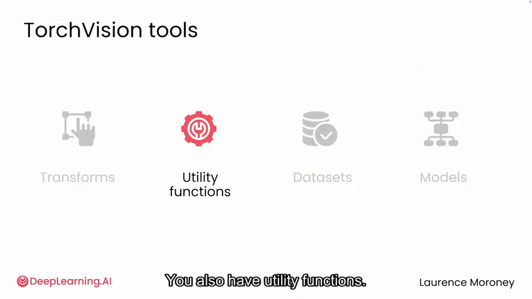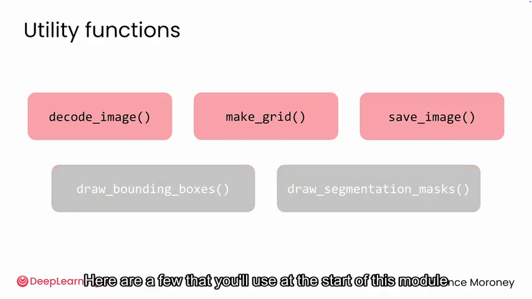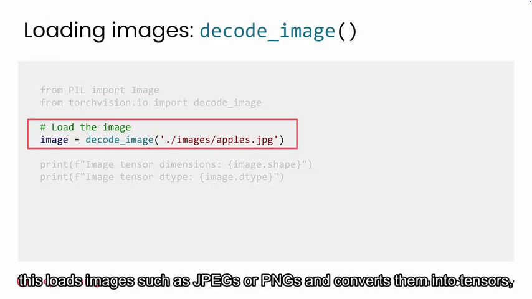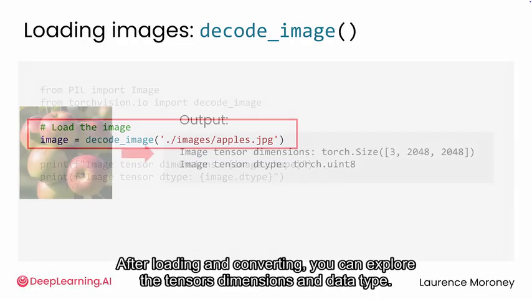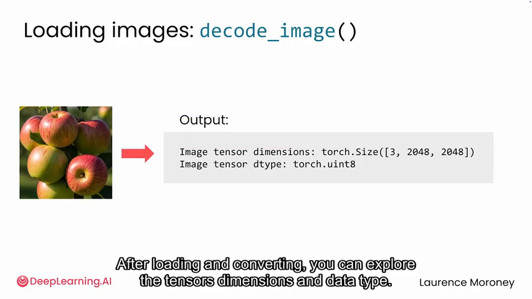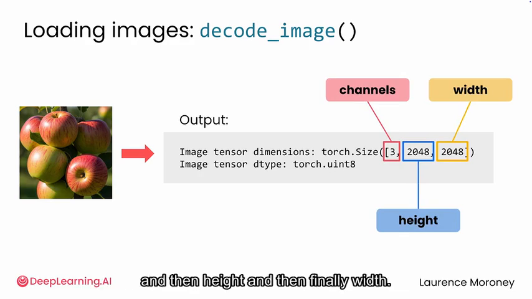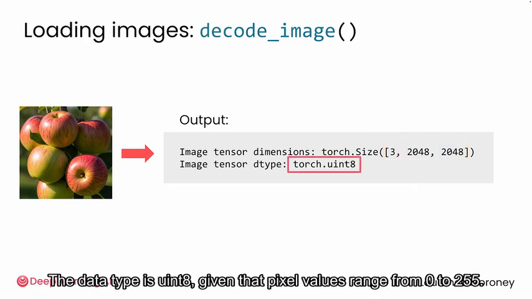You also have utility functions. These functions simplify image management. Here are a few that you'll use at the start of this module, with a lot more to follow in a later video. Decode image loads images such as JPEGs or PNGs and converts them into tensors, which is the required format for deep learning models. After loading and converting, you can explore the tensor's dimensions and data type. Note that Torch Vision orders dimensions as channels first, and then height, and then finally width. This is different from other Python libraries like Pillow or OpenCV. The data type is uint8, given that pixel values range from 0 to 255.